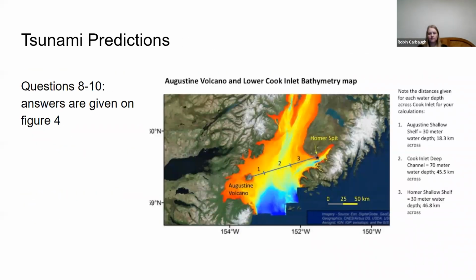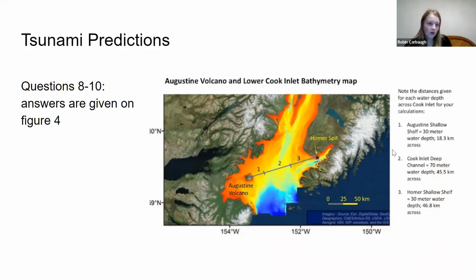Okay, so we drew a line between the volcano to the Homer Spit, and we split it up into different segments. And so the reason we did that is it's based off of depth, because tsunamis are going to move differently depending on water depth. So we split it up to try to be a little more accurate on time, and I'll get into that. But on the side here, we kind of give the water depth of that segment and how far across that segment is.